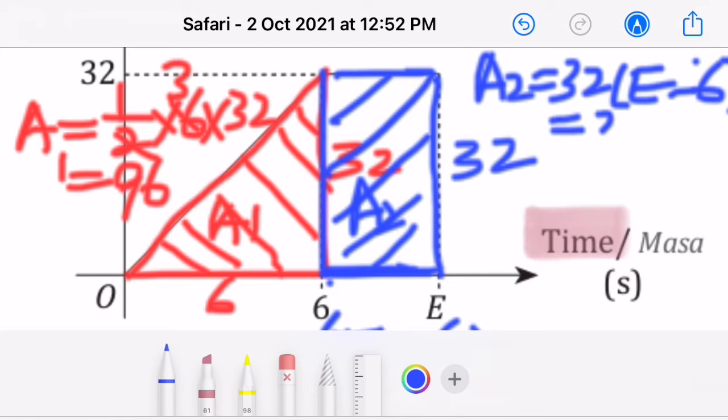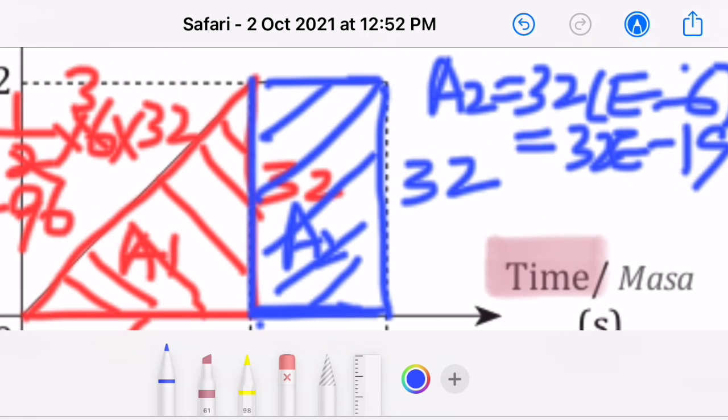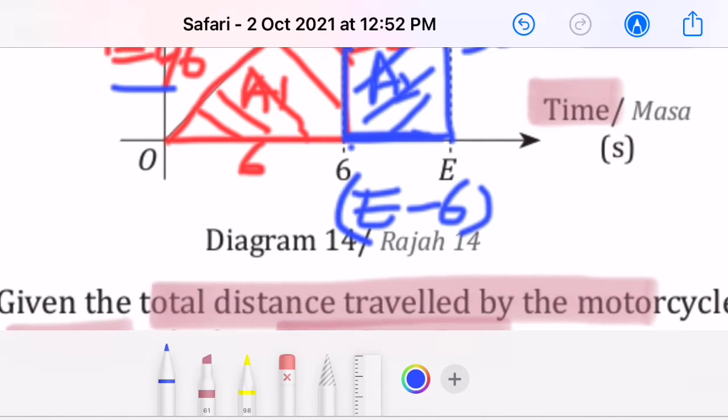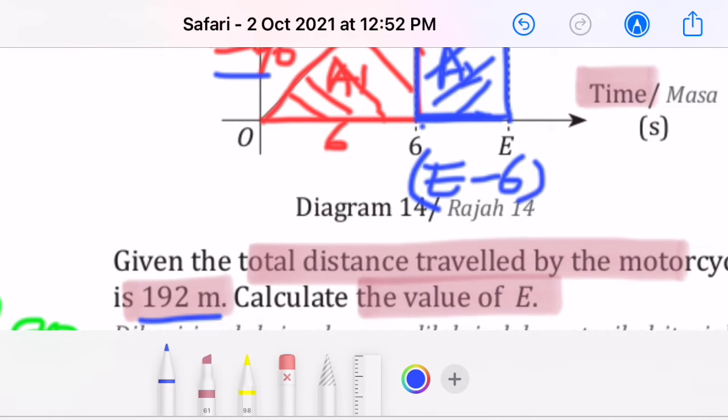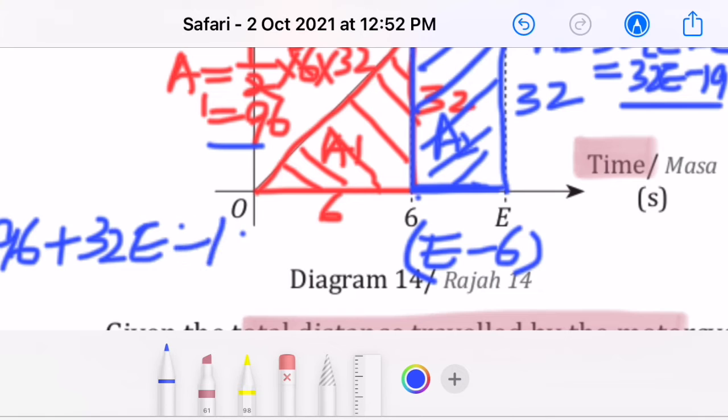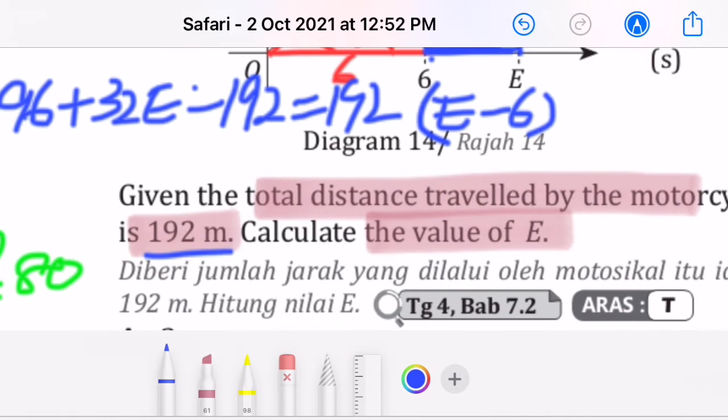So we have 32E minus 192. Okay, let me write properly. This is the area of the rectangle. We are going to add these two. A1 is 96 and A2 is 32E minus 192. Alright, the total area was given as 192, so we take 96 plus 32E minus 192 equal to 192, right? The total distance was given as 192.